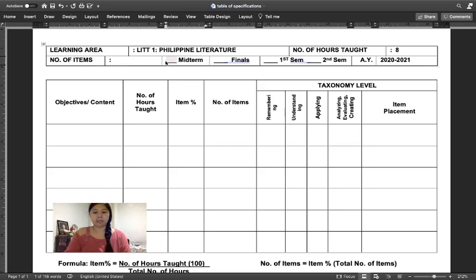Then we're going to do the midterm, for the first sem. I just don't have the check mark on my laptop. And let's see, according to our course syllabus, these are the objectives or the contents of the Philippine Lit. Let's say we have the introduction to literature.